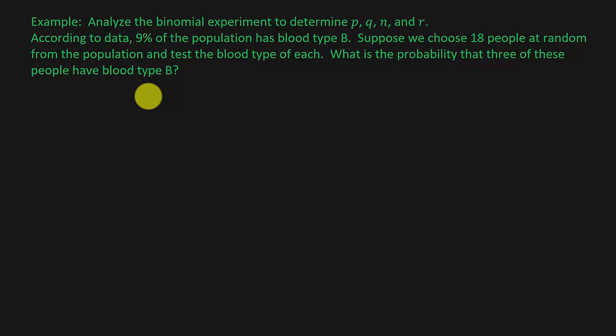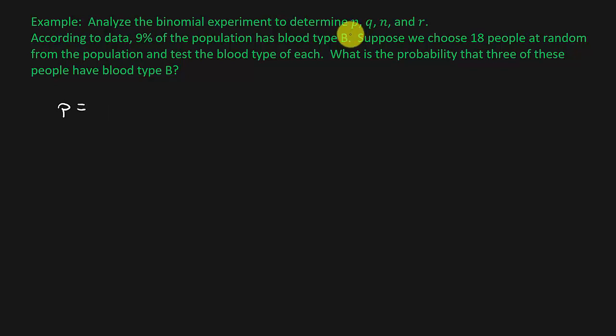All right, so what does it say? According to data, 9% of the population has blood type B. So the probability of success, which, remember, is denoted with the letter P.